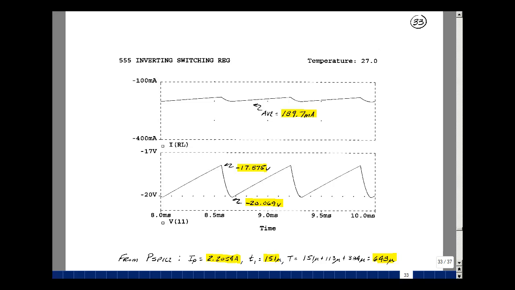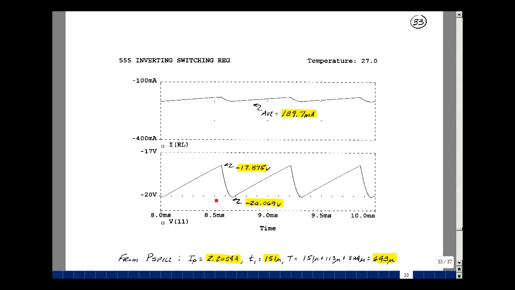Should have mentioned that the waveforms on the previous page look very much like what we did in the previous lecture on page 26. Here's the current in the load. See here it's got a little bit of ripple in it. Did a little larger scale here to make it look fairly flat, but the average value is about 189.7 milliamps.